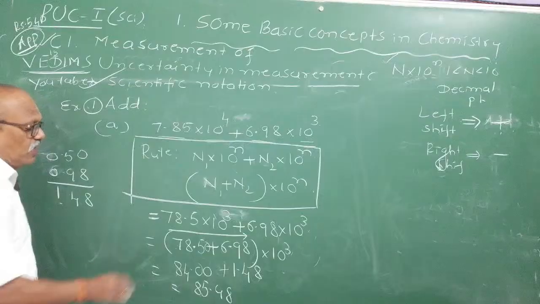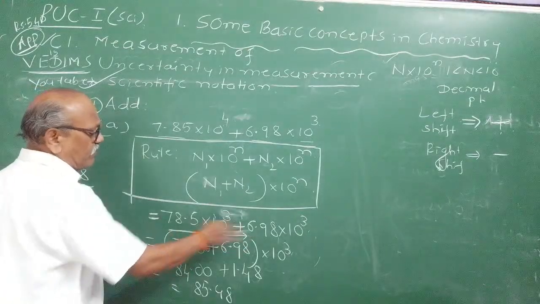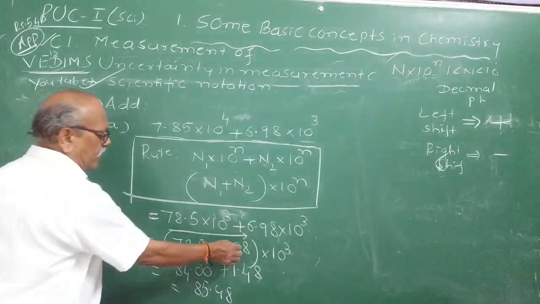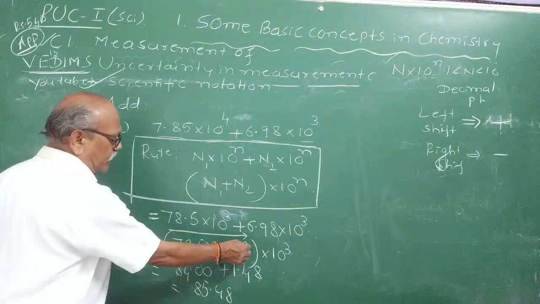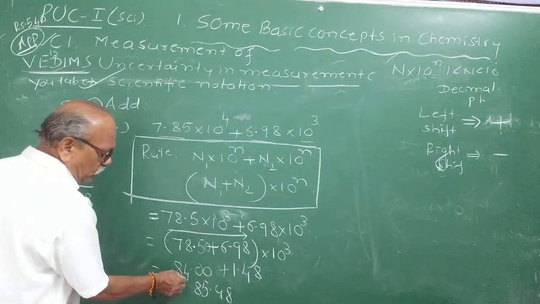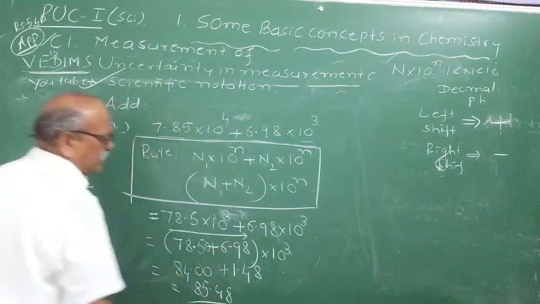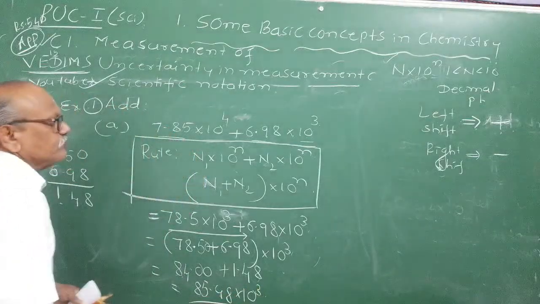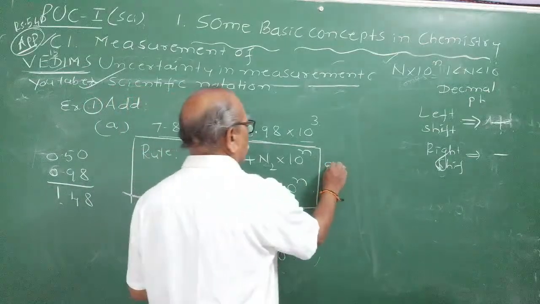85.48. Remember, while adding decimal numbers, add from left to right. 78 plus 6 is 84. In your mind, you can calculate. 90 plus 50 is 140. 148 means you write 48 here and add 1 to the whole number part. The answer is 85.48 into 10 raised to 3. I hope you understood. Solve another example on it.